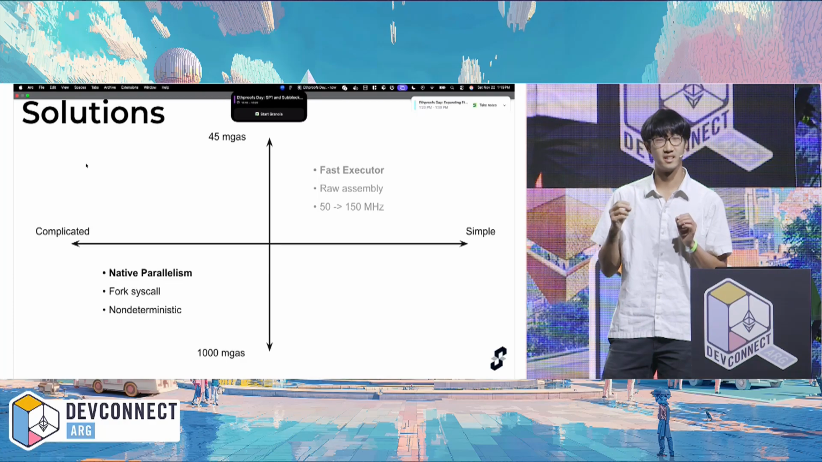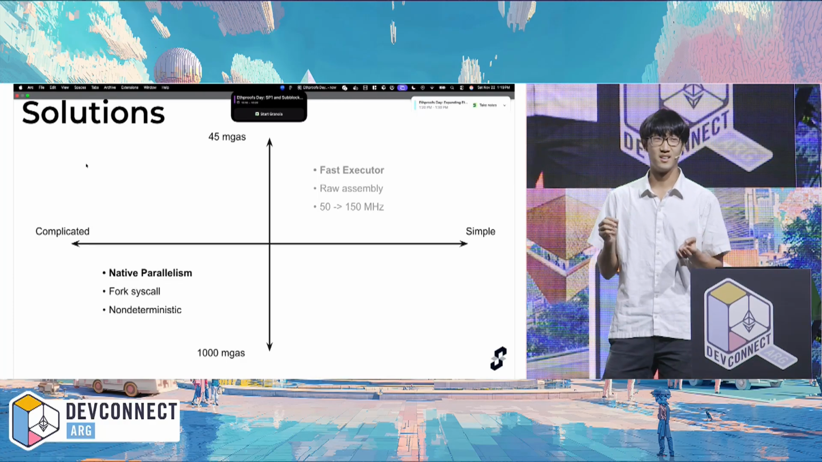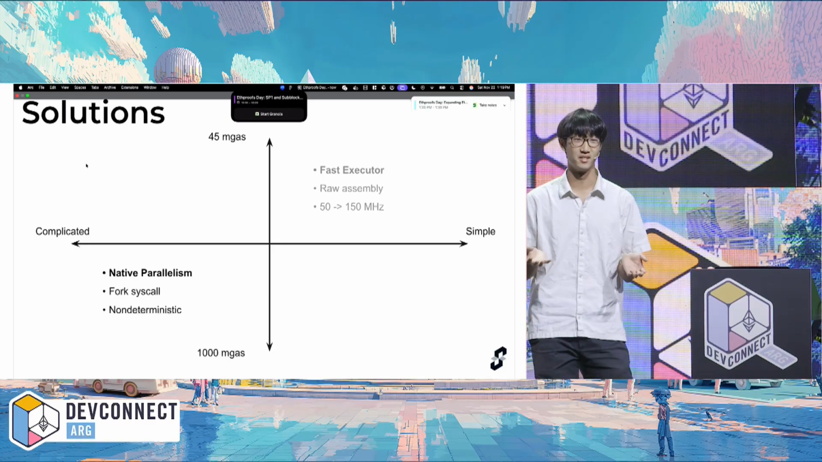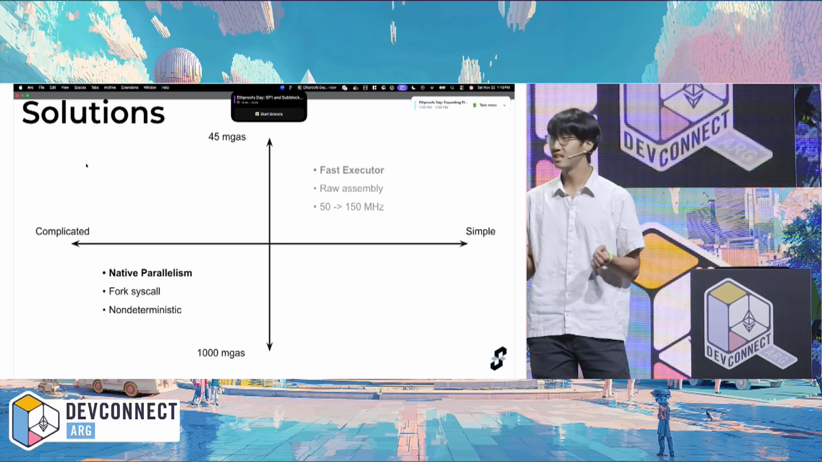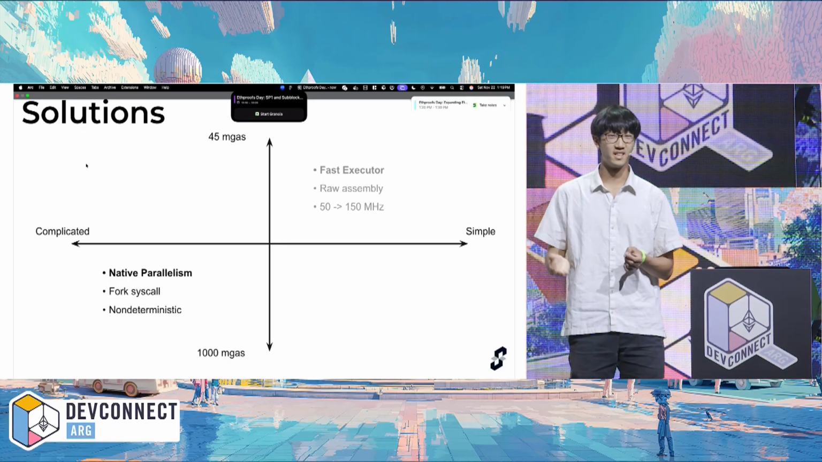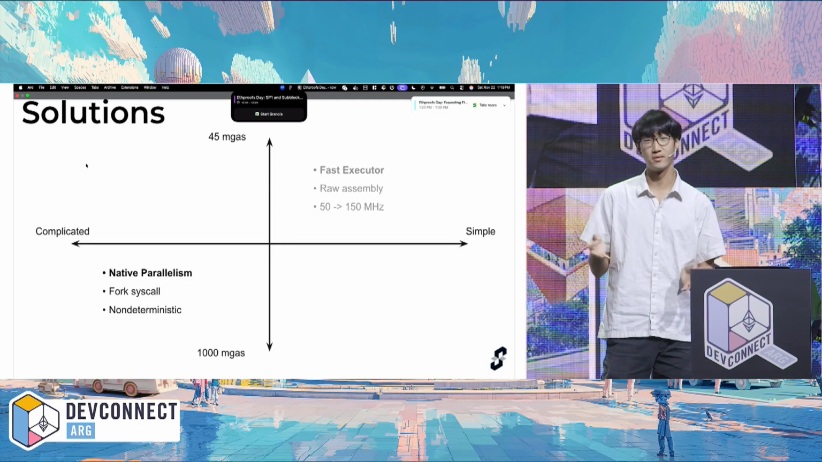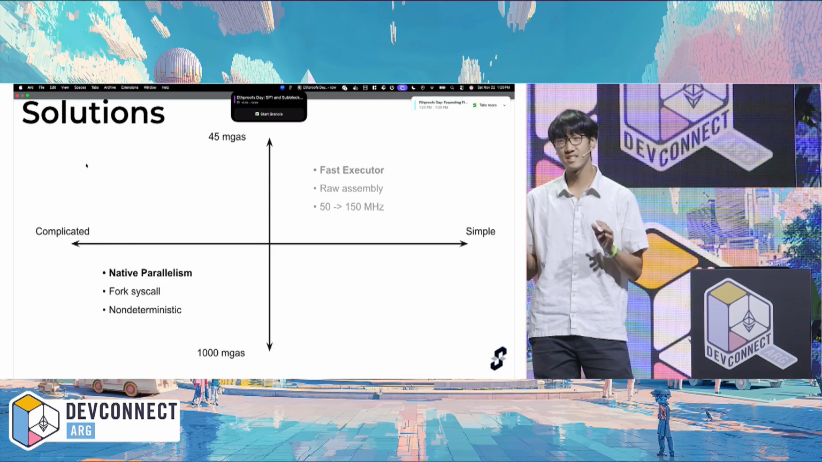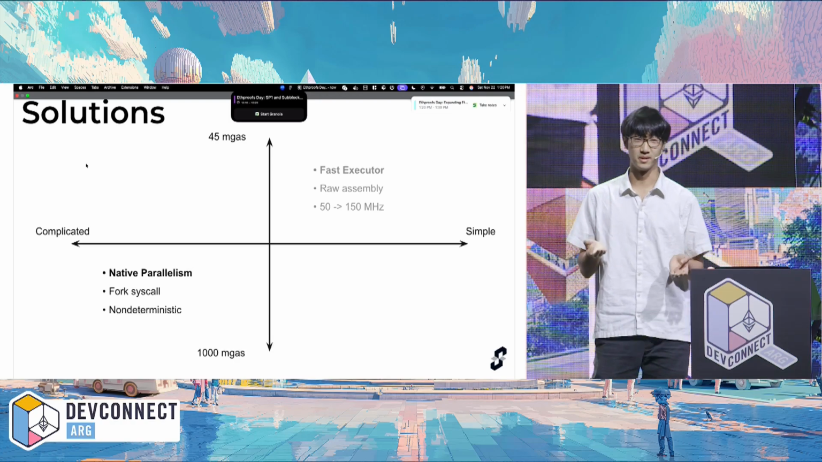The most correct, future-proof way of doing this would be to incorporate some kind of native parallelism into your zkVM. That would look something like support for a fork syscall or a pthread create syscall. And this is a great idea, but it's not so simple to implement.